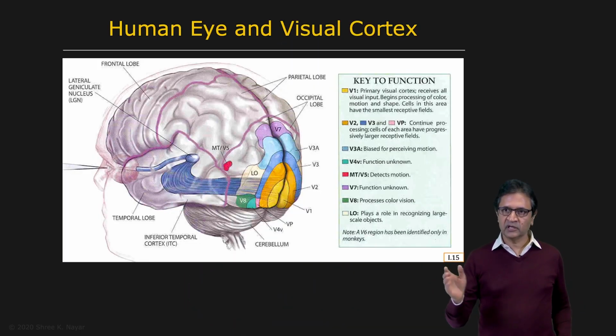Before we begin to develop tools to help us solve vision problems, it's worth taking a look at how our human visual system works. So here you see the human eye and the visual cortex.